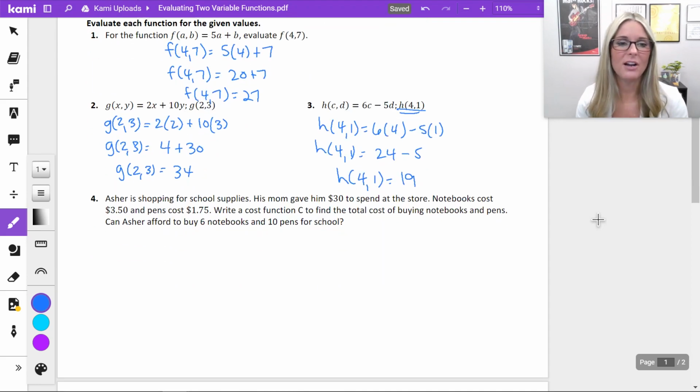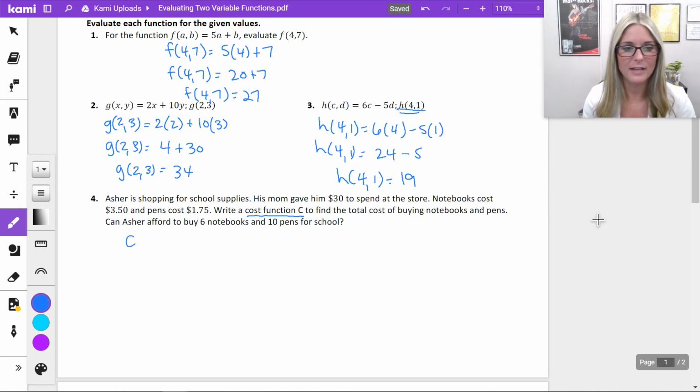Let's apply it into a context. Number 4, Asher is shopping for school supplies. His mom gives him $30 to spend at the store. Notebooks cost $3.50 and pens cost $1.75. Write a cost function C to find the total cost of buying notebooks and pens.